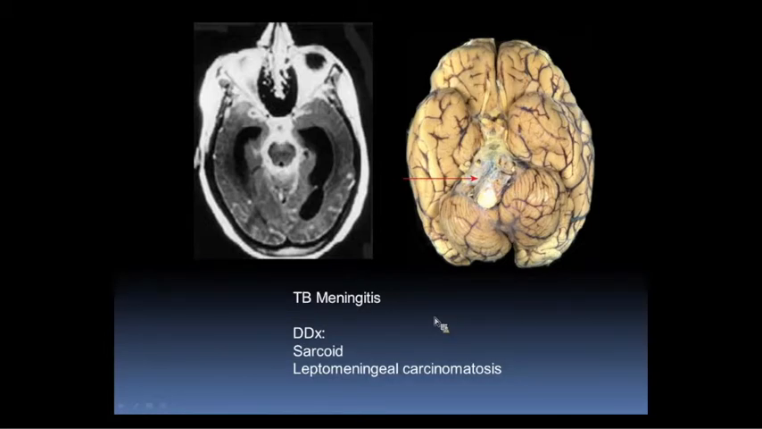So these patients get a vasculitis of the perforating arteries that go up into the basal ganglia, supply the thalamus, supply the lentiform nuclei, and can get infarcts in those areas. Just like people with vasculitis can get infarcts anywhere. But this typically tends to happen in the central gray nuclei. And the differential here would be something like a leptomeningeal carcinomatosis or a sarcoid as well.